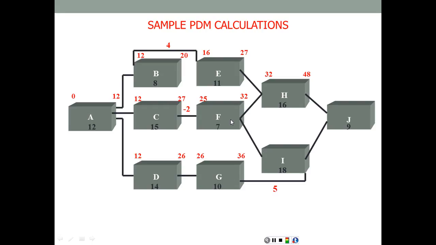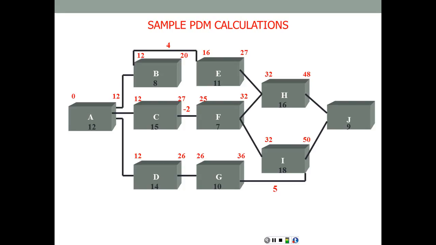If we were going to use 32 from F, it would be 32 at the start plus 18, that would give 50 at the end of activity I. If we were to take only activity G, it would be 36 plus 5, that would be 41. So the larger of the two numbers comes from activity F. Therefore, we can say that activity F is the one that drives activity I. Therefore, we're going to take the 32 plus 18, that's 50.